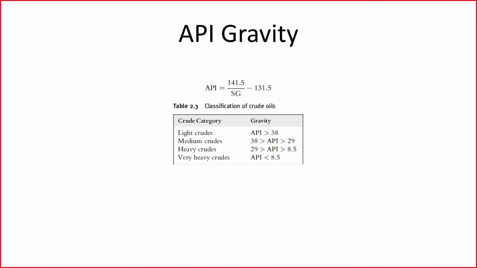Any light crude goes with an API, they put it here, larger than 38. It's light crude, and a medium crude is from 29 to 38. That's a medium crude, and heavy crude is then from 8.5 up. So 8.5 is heavier than water. Heavier than water means if you put this oil and water together, that oil will sink. But this is in the bitumen already. This heavier than water is all in the bitumen and oil sands and stuff.